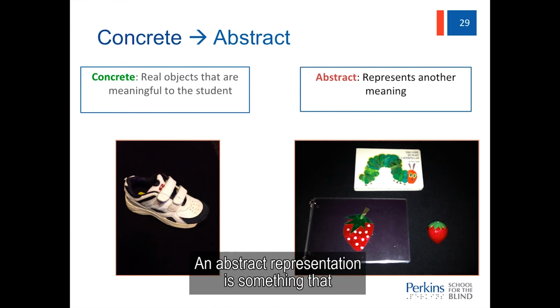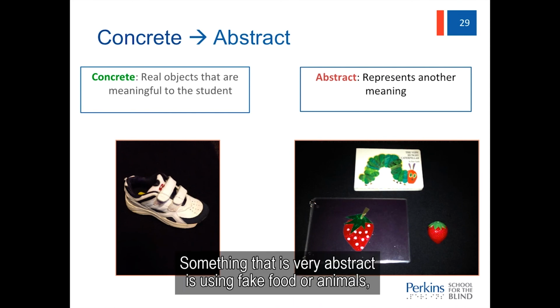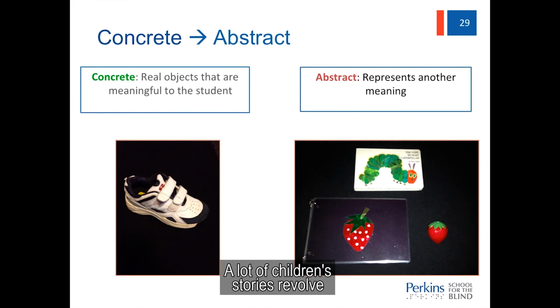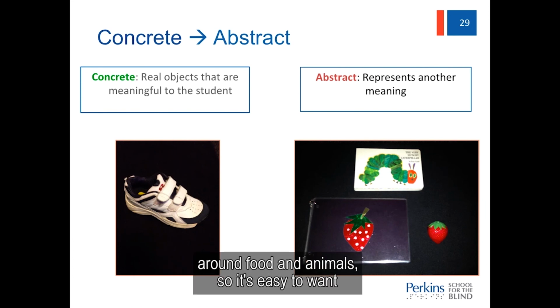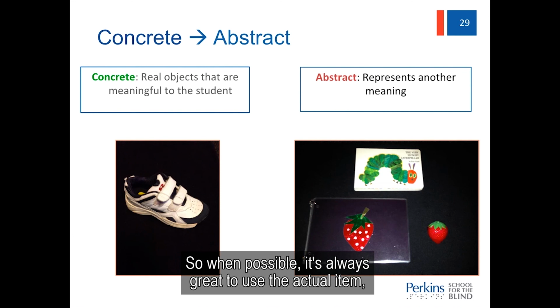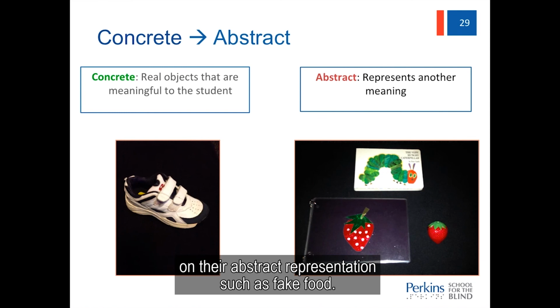An abstract representation is something that represents another meaning. Something that is very abstract is using fake food or animals, especially within story boxes. A lot of children's stories revolve around food and animals, so it's easy to want to use the fake food, but it's a very abstract representation. So when possible, it's always great to use the actual item, but there are students who can work on their abstract representation, such as fake food.